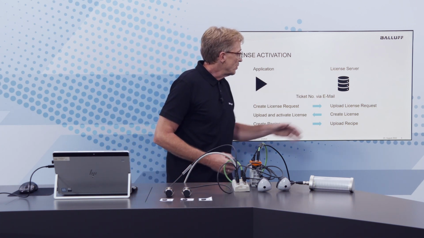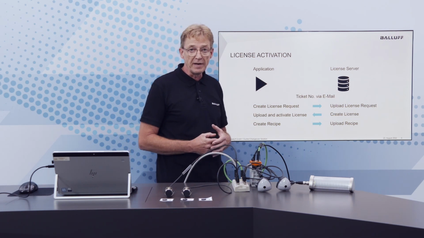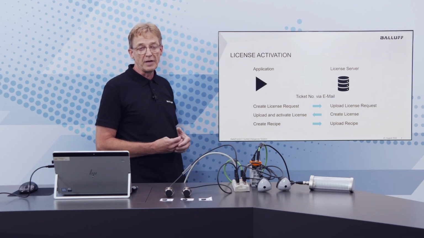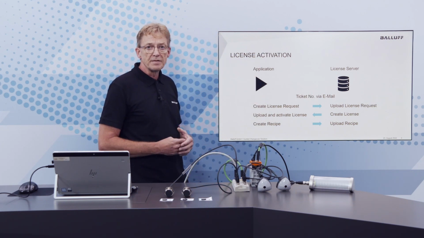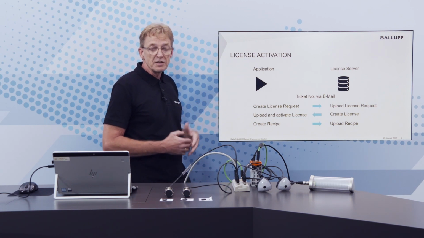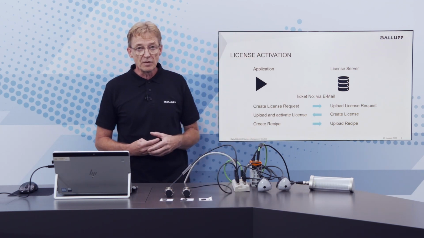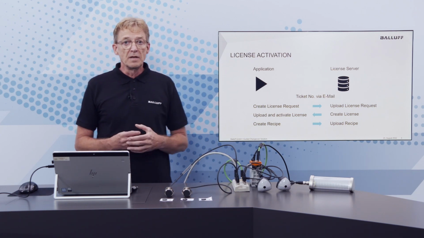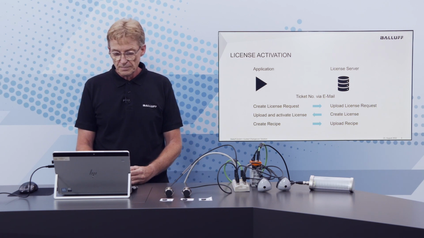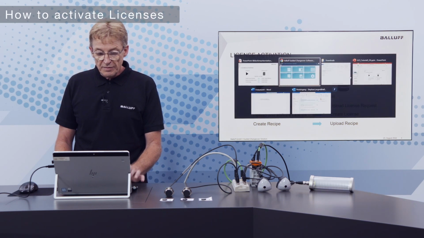This license will be created and activated in the license server, again a file, and this file you have to upload again in your application. The last step is to create a recipe, also in the application, again a file, and this file has to be uploaded again in the license server to announce that this license is used now in this specific application. How it looks in practice we will see now in the software itself.